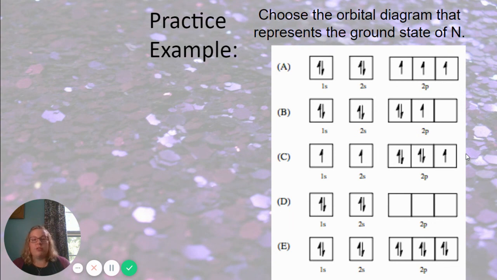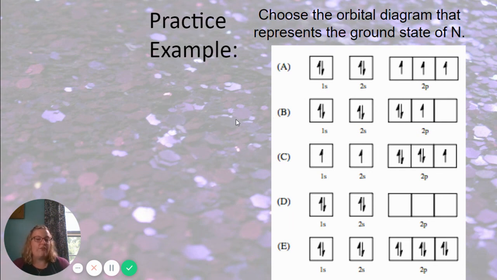Now, we know that our electron configuration is 1s2, 2s2, and those are going to be full up and down. So A and B have them full up and down. C has them half full. Now, if you look here, C has 7 total electrons, but they are half filled. So what this is actually for C is considered an excited state for nitrogen. So now we just have to pick A or B and which one makes sense.